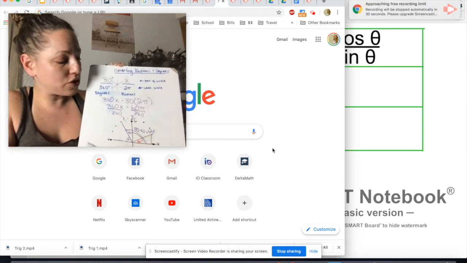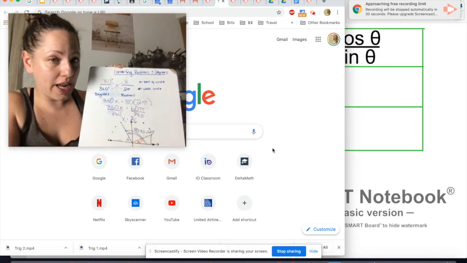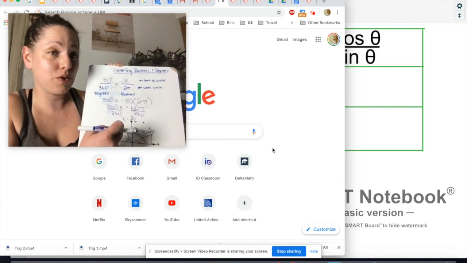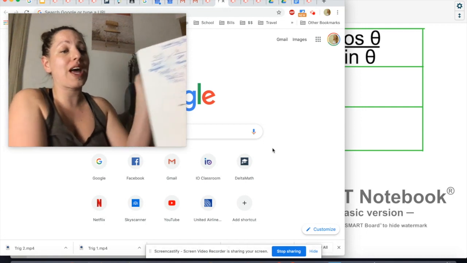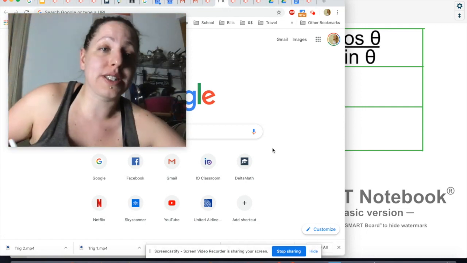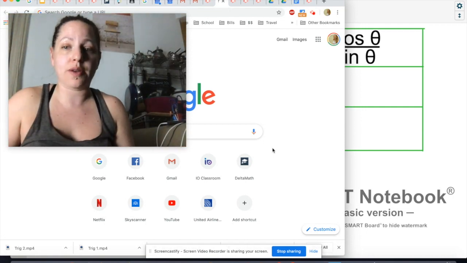So on your unit circle, you're going to write all of the angles in degrees and then convert them to radians. You're going to take a picture of that and post it to the Google assignment. That's one of your assignments this week.